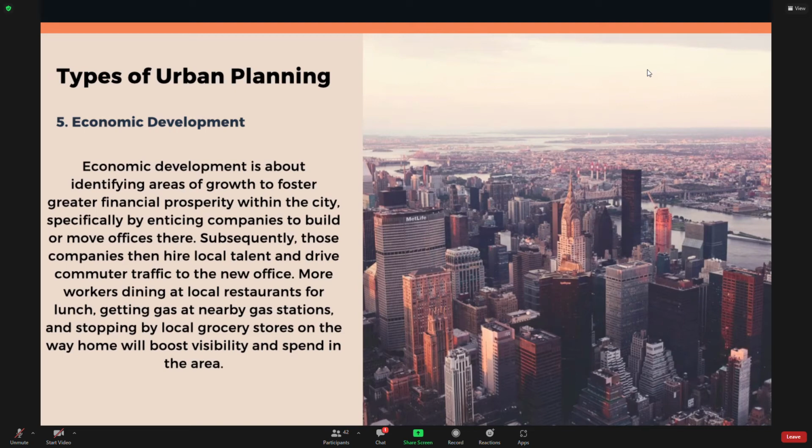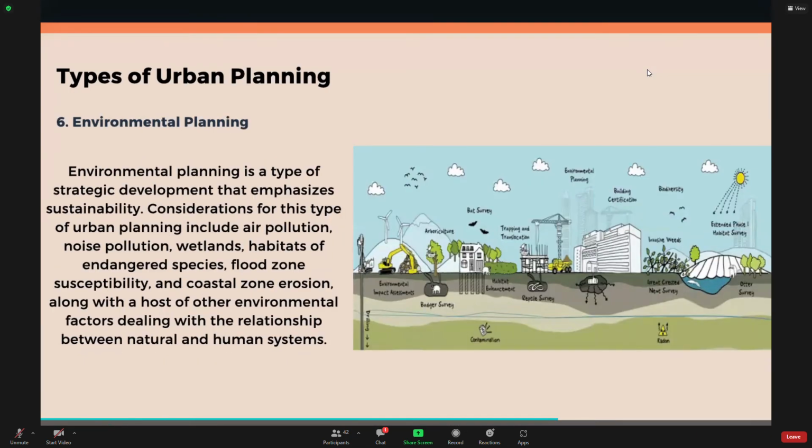Okay. So that is why they need to work hand in hand with Plan Malaysia and all these urban designers. Okay, number 6, we have environmental planning. This is very important as well. Environmental planning is a type of strategic development that emphasizes sustainability. When we talk about sustainability, when we talk about planning for future generations, this is where the importance can be seen.